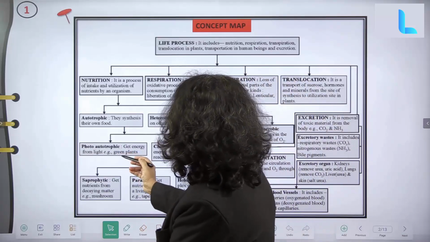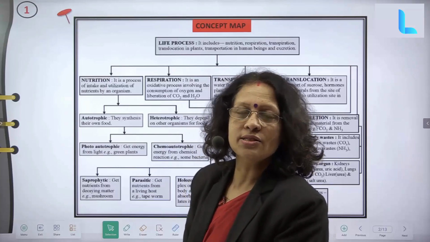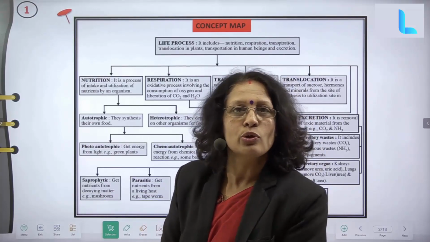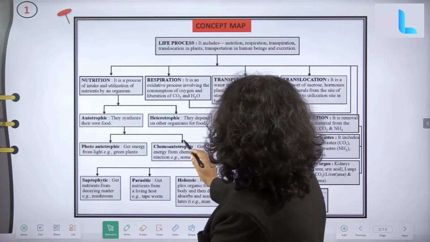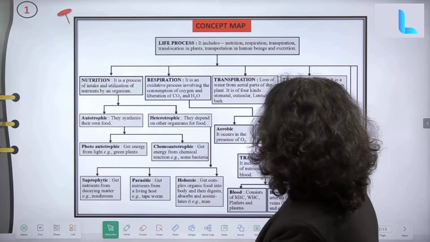Then photoautotrophic means they get energy from light, like green plants. Green plants have chlorophyll, and chlorophyll has chloroplast, which will trap the photons of light and prepare food. Chemoautotrophic means getting energy from chemical reactions, like some bacteria.